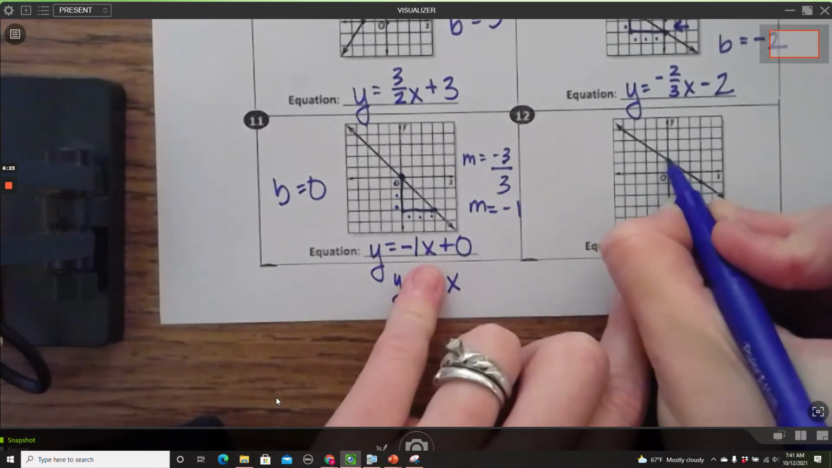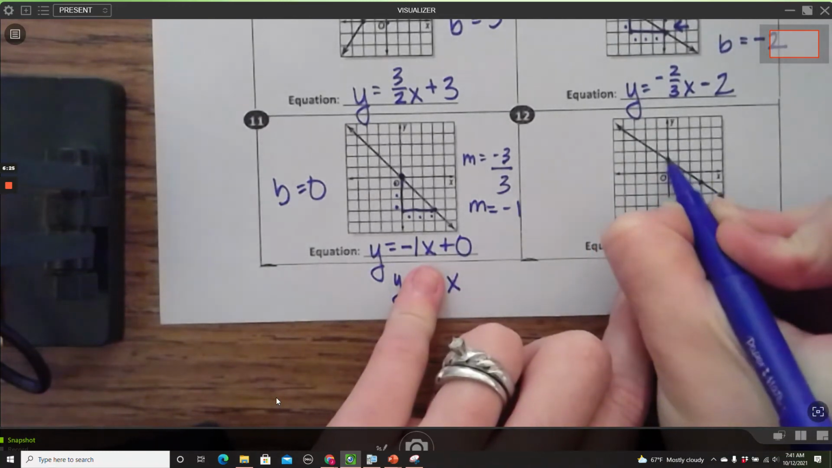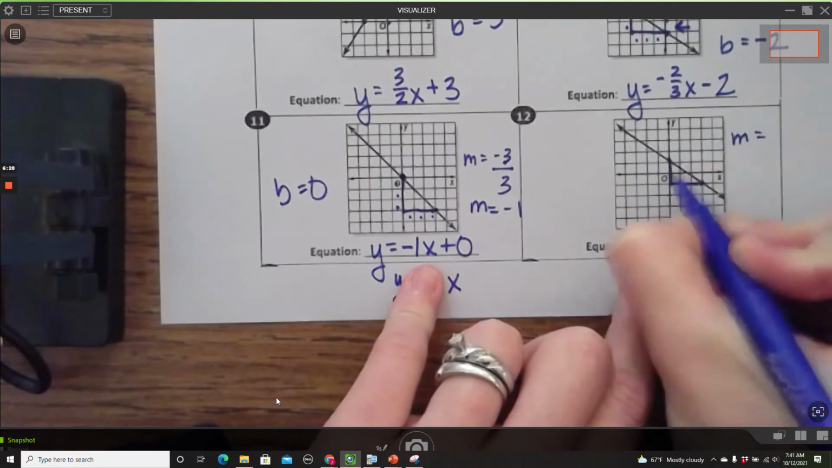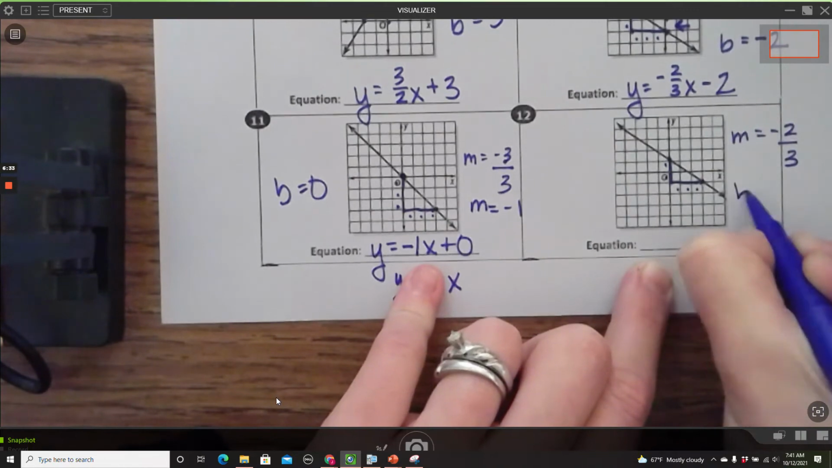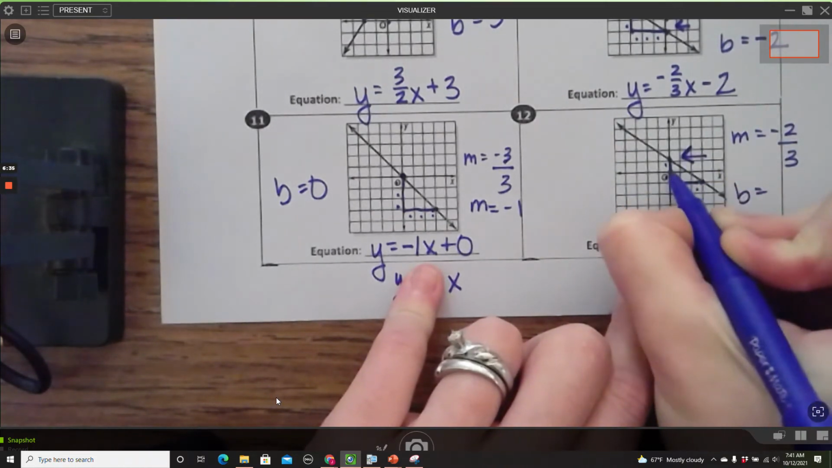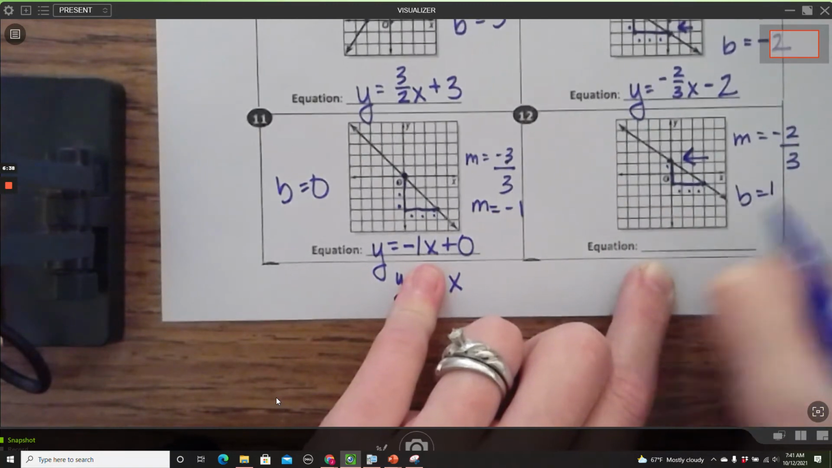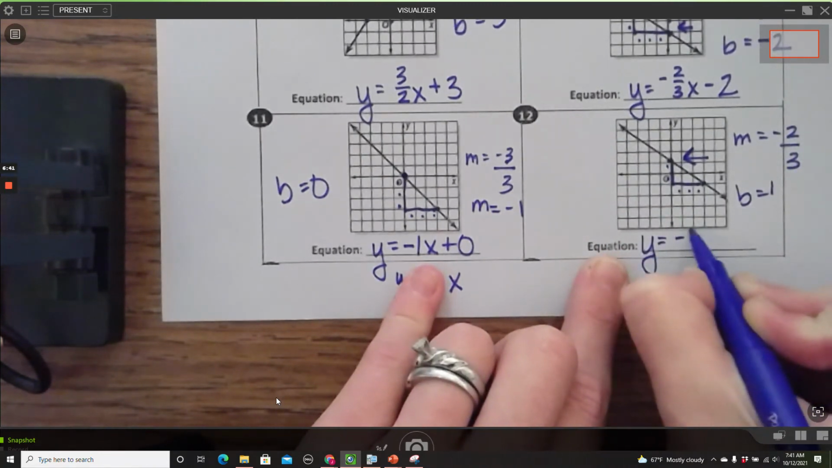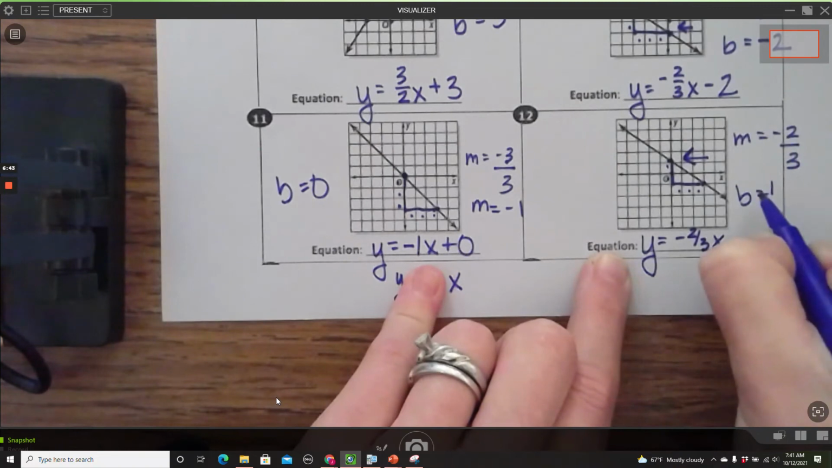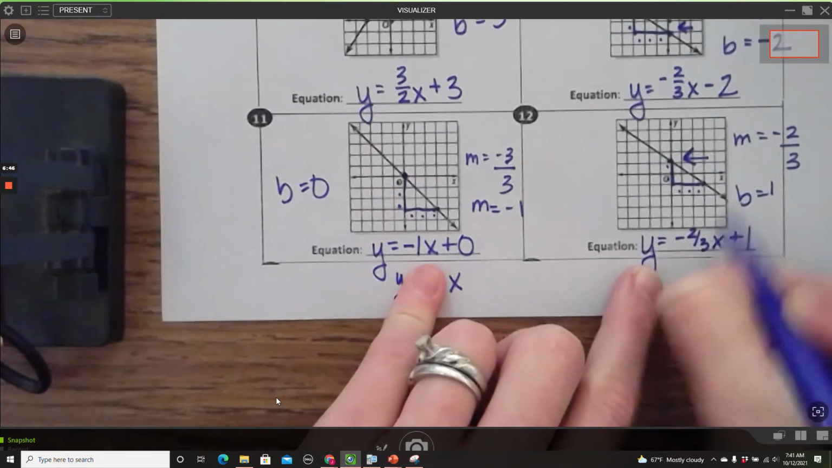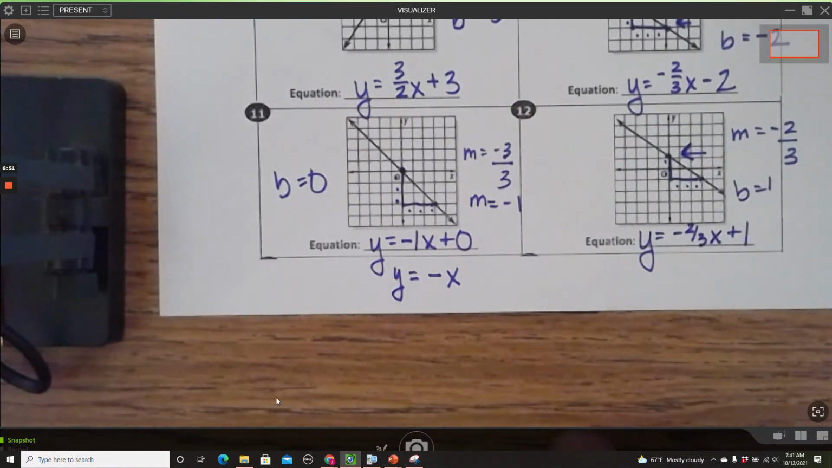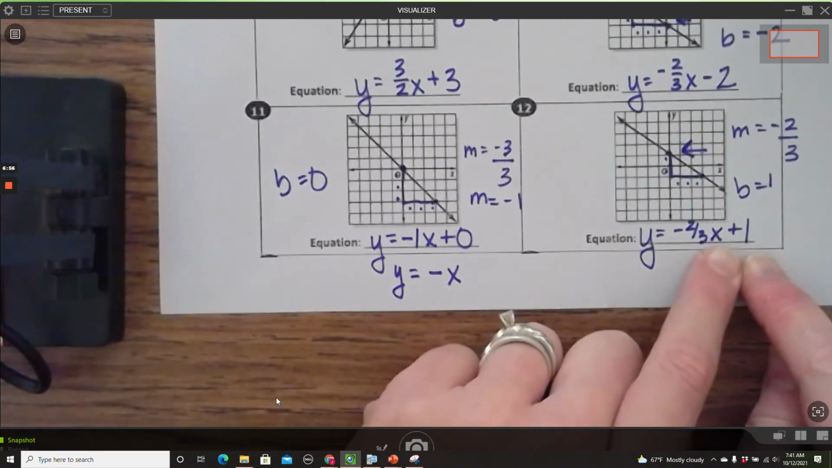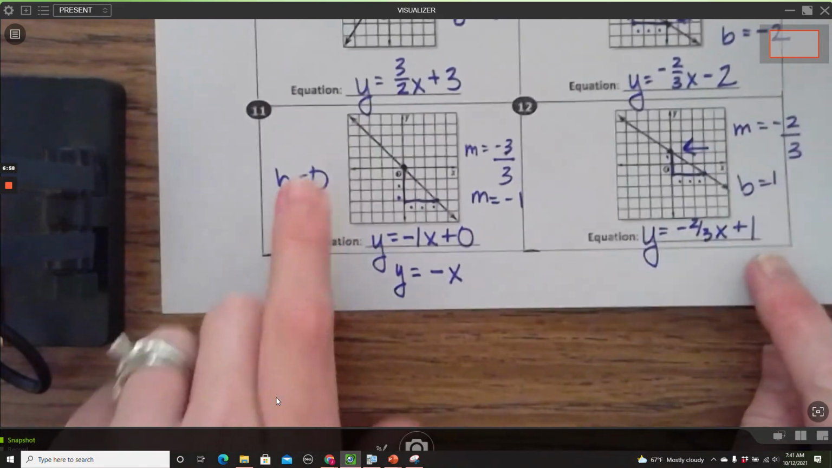All right, on this one, here are my points. So from left to right, I'm going to go down and over. So I went down 2, so that's a negative 2, over 3. And then my y-intercept is right here. From the origin, I go up 1. So my equation, y equals, slope comes first, tack on the x, and then the y-intercept. Now, if the y-intercept is 1, you do have to put that plus 1. So it's the same as if I give you $1, that's going to change the amount of money you have. So you do have to include it if the y-intercept is 1. When you don't is when the y-intercept is 0.